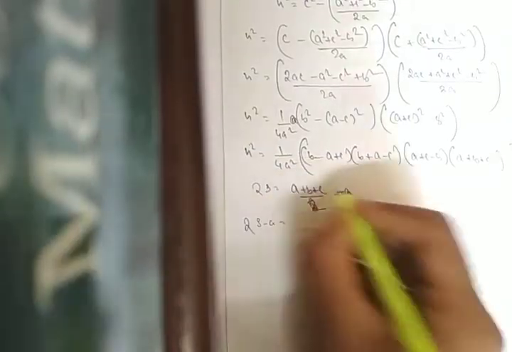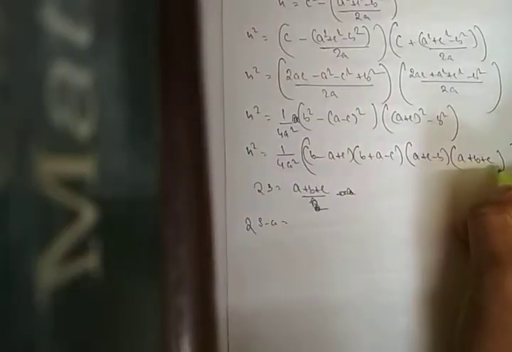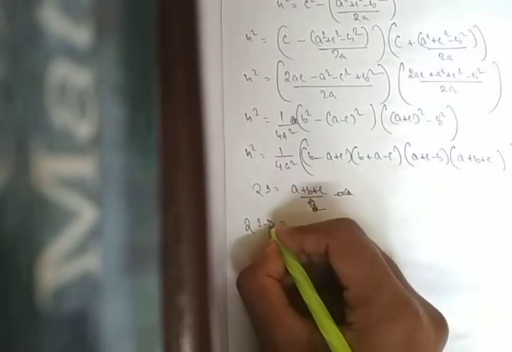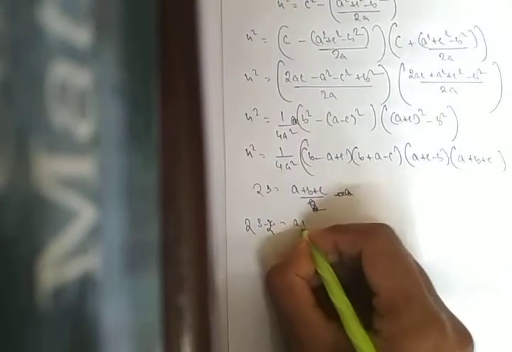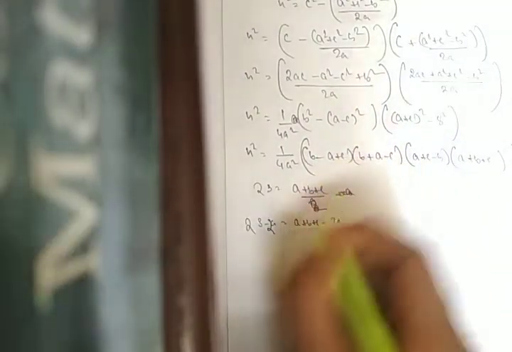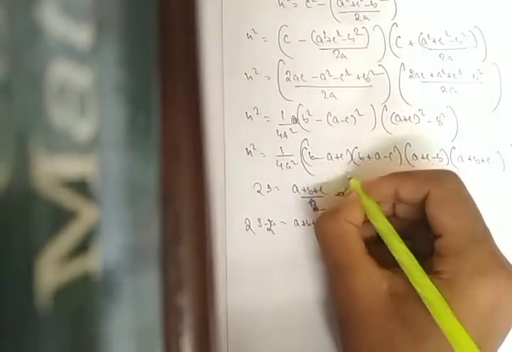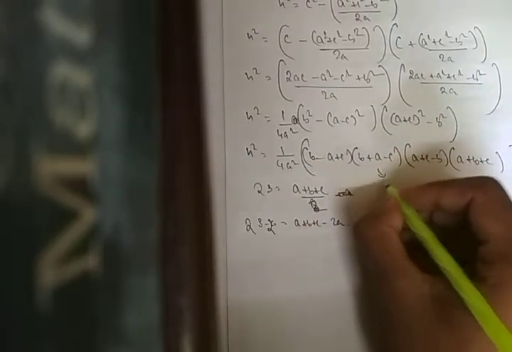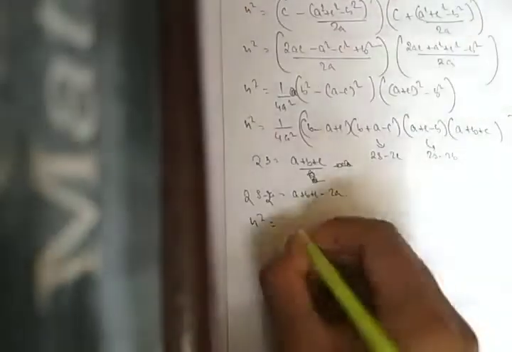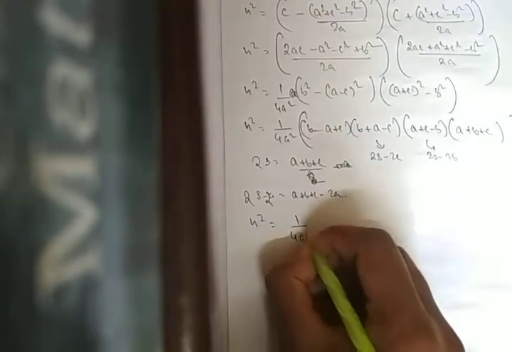It's better to write 2s equal to a plus b plus c, because here we have a plus b plus c. So 2s minus 2a equals b plus c minus a, this one. Similarly, by symmetry this is 2s minus 2c, and this is also 2s minus 2b. So what it turns out is h square equals 1 by 4a square.